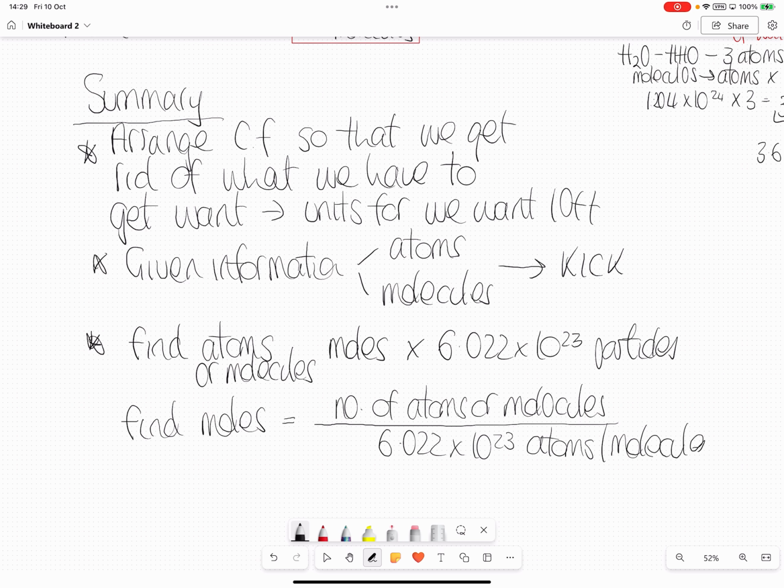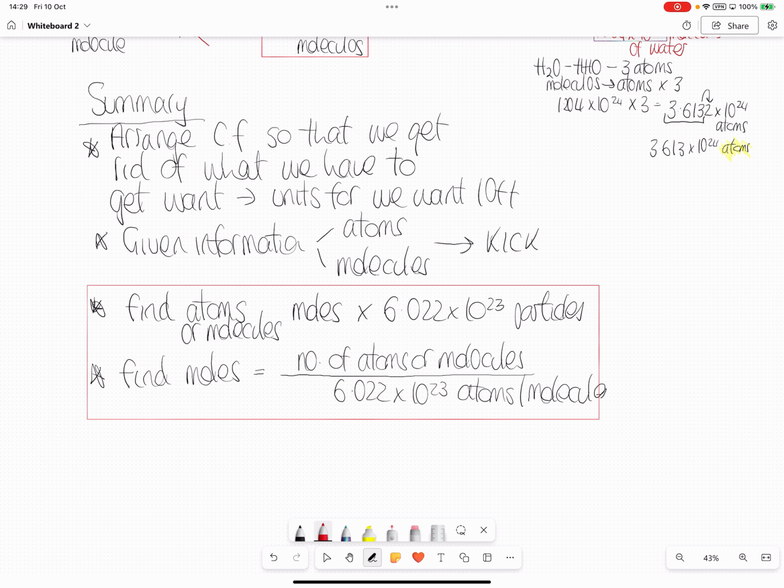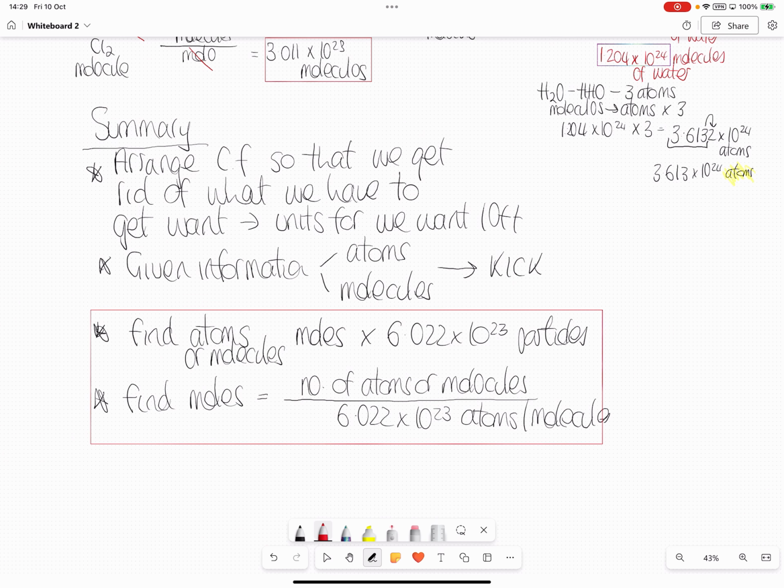So that is what we have been doing exceptionally briefly. But as I say, you keep talking to yourself. You're just trying to arrange your conversion factor to get rid of what we have in terms of its units to get the units for what we want. And that is that.